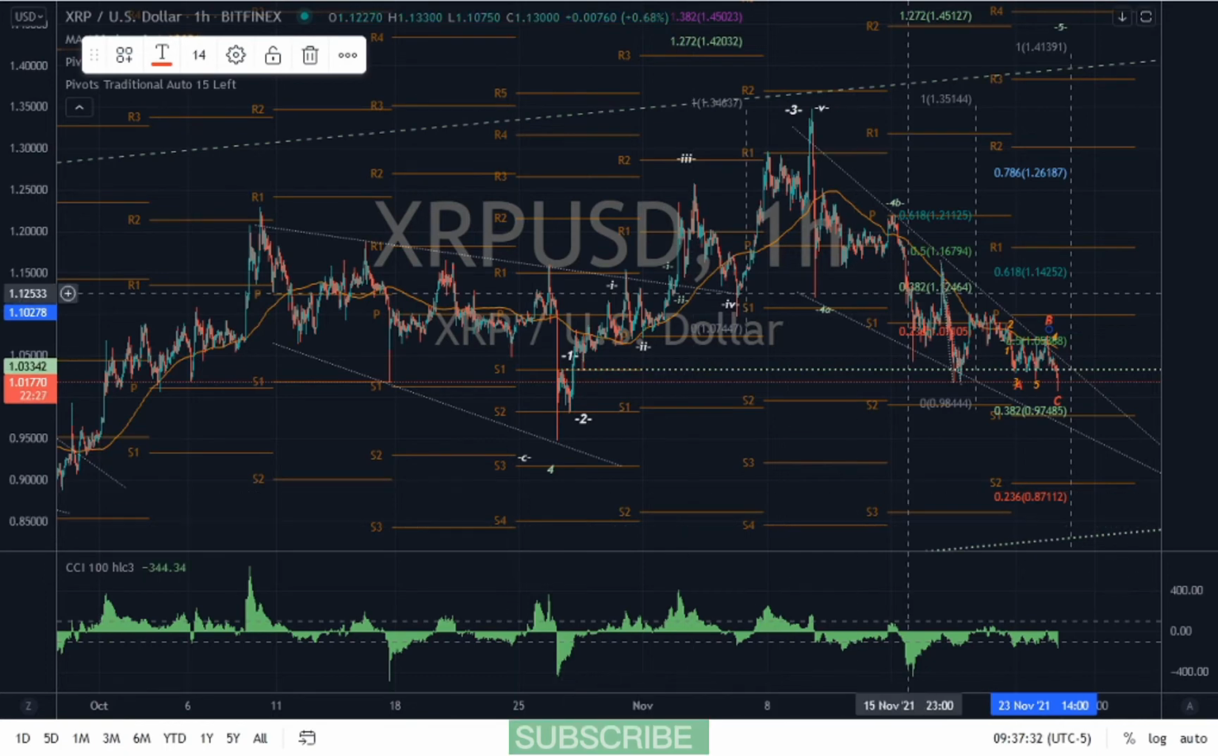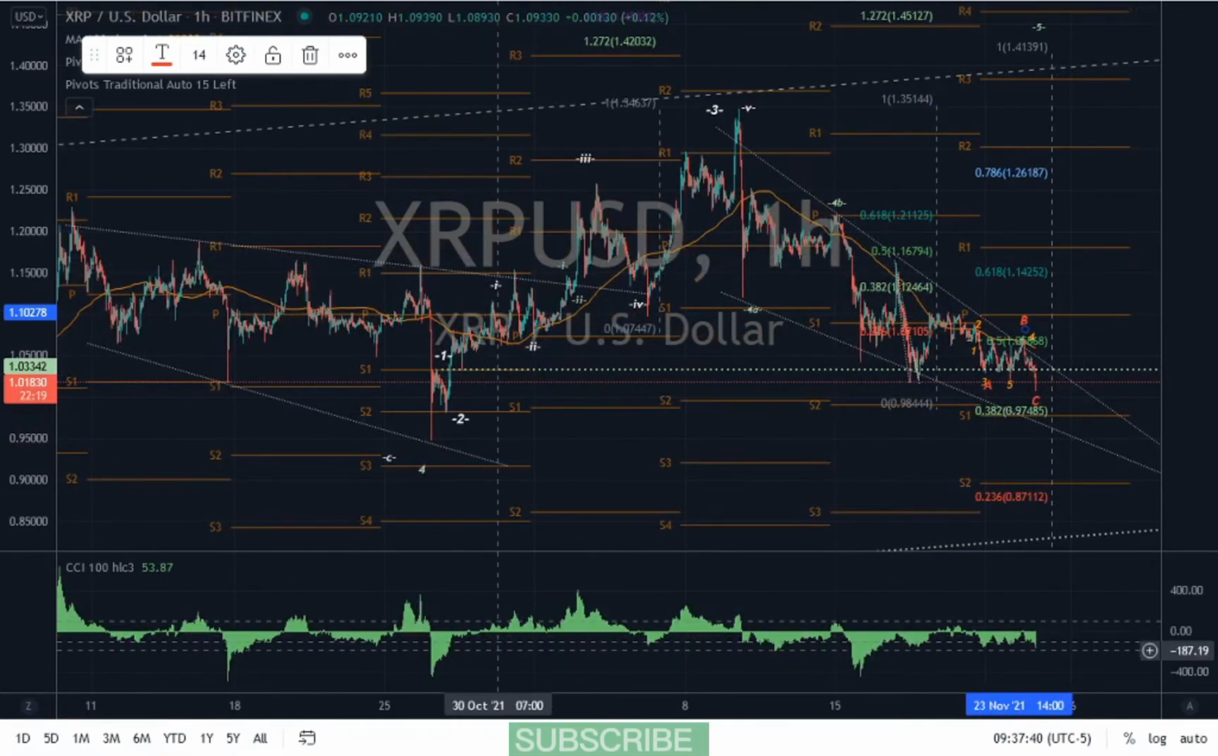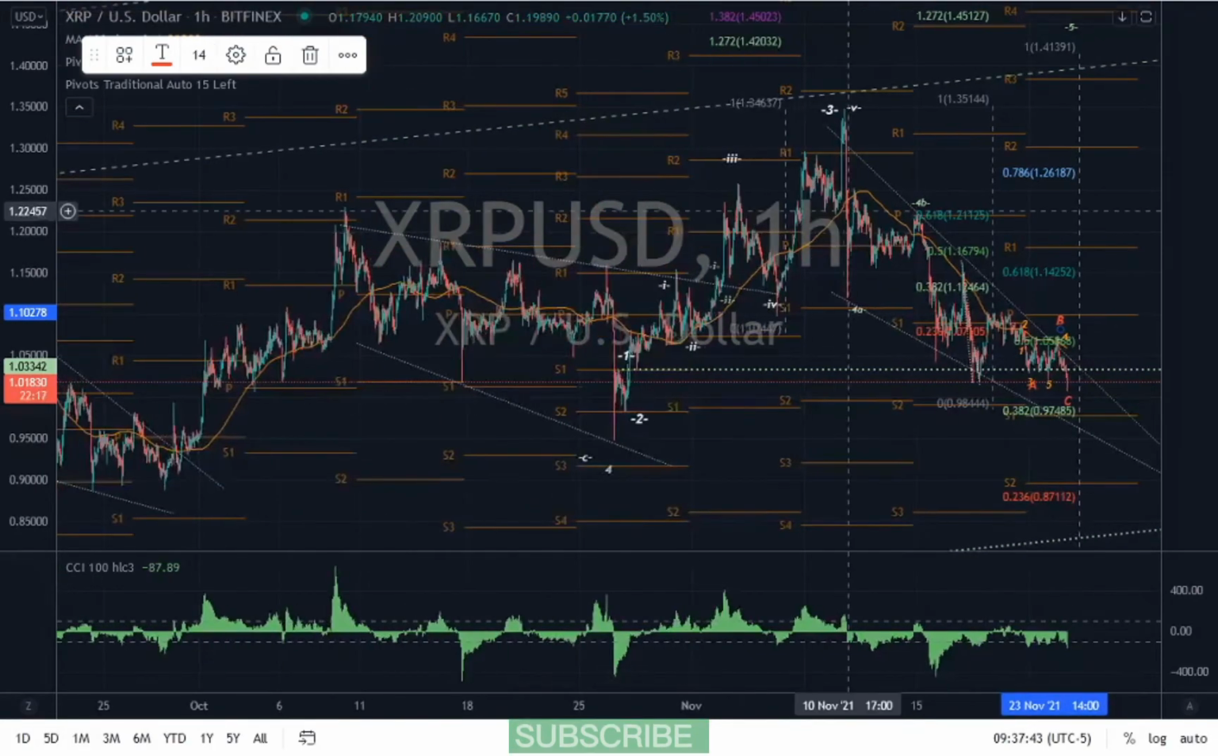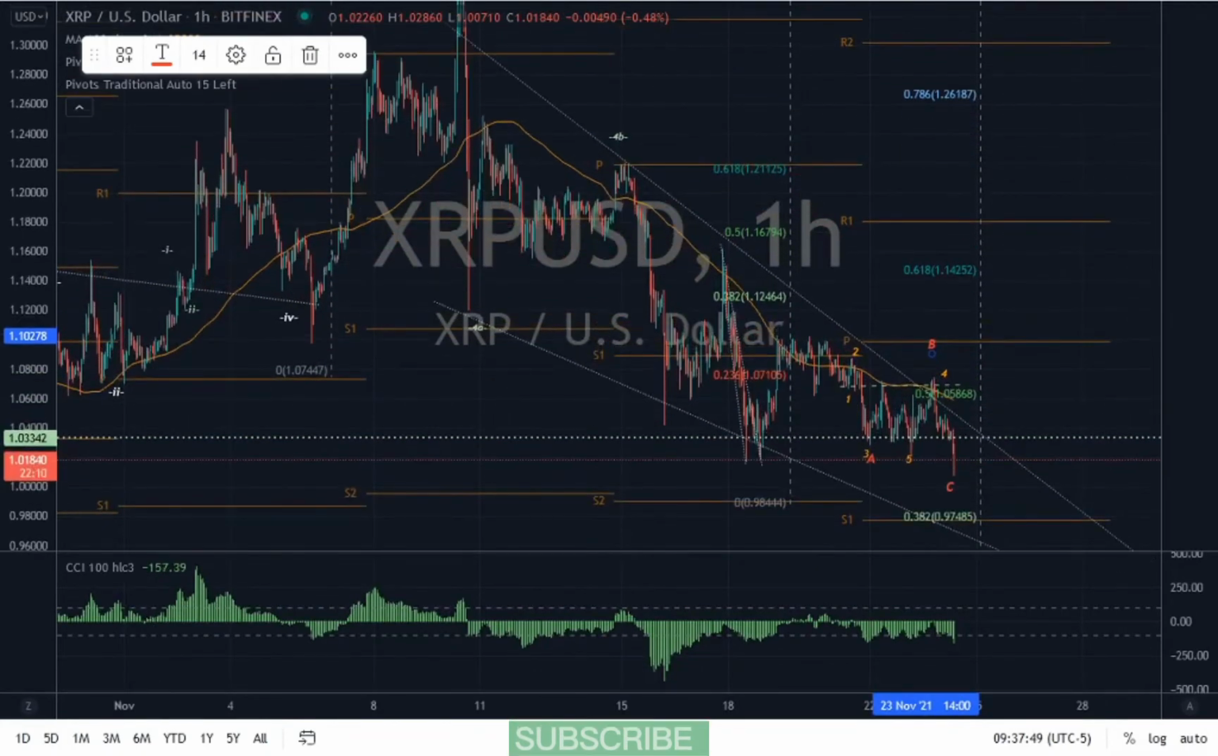So we're just still doing a basing formation. So we'd expect this to be a basing formation. We're doing an alternation for this wedge here, showing on the 1 hour chart. We're now in the ending diagonal. Okay, so that is the worst case scenario, and Ripple we expect is good.